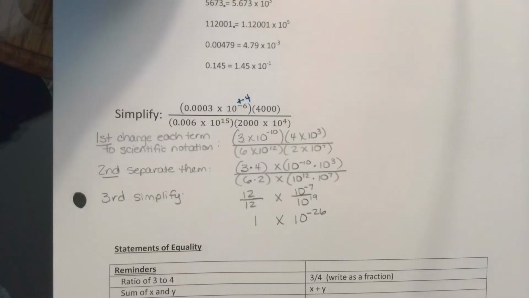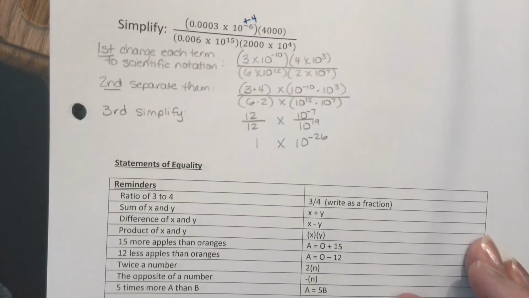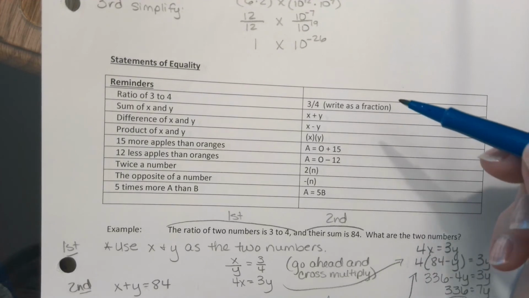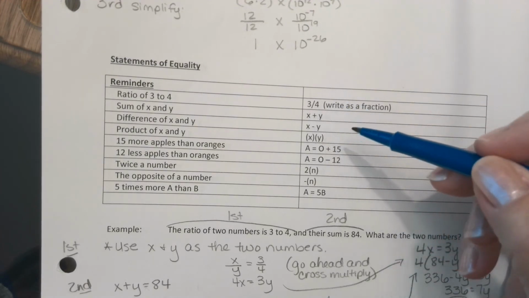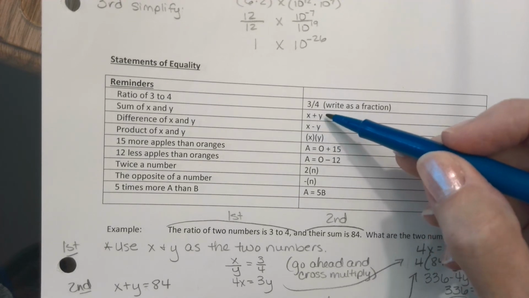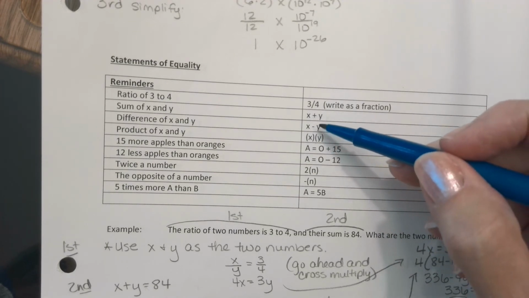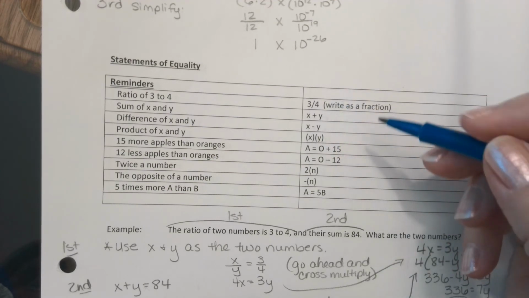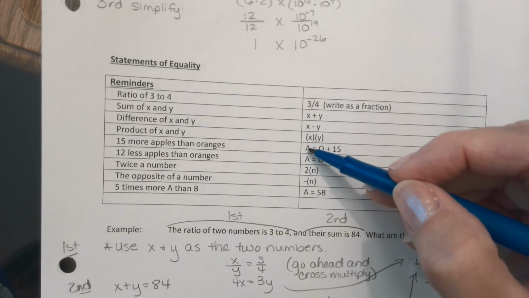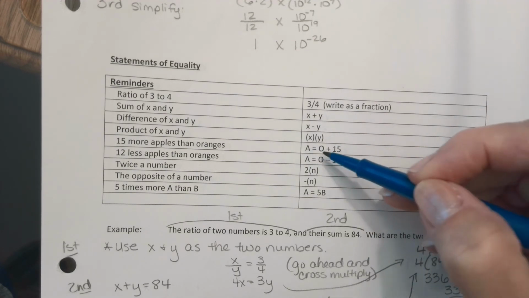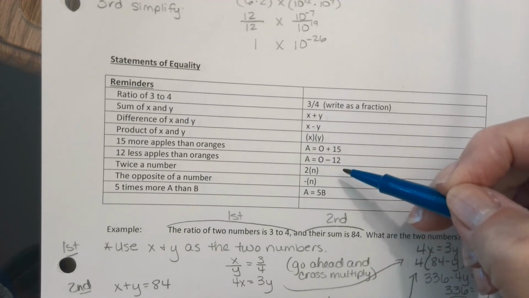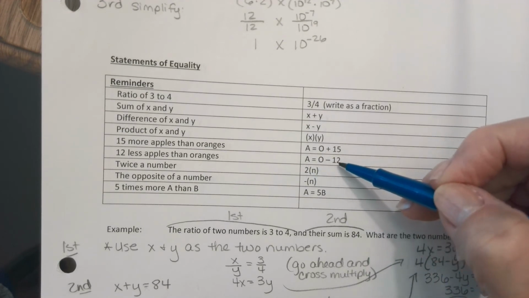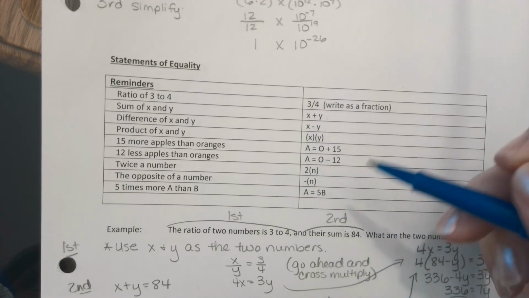Make sure you rewind this and watch it over if you need to. Some statements of equality, just to remind you. A ratio of 3 to 4, you write it as a fraction, 3 over 4. The sum of x and y is x plus y. The difference of x and y is x minus y. The product of x and y is xy. 15 more apples than oranges, so the apples are 15 more than the oranges. So you're adding 15 to the oranges. 12 less apples than oranges. Apples are 12 less than the oranges. So you're taking 12 away from the oranges.